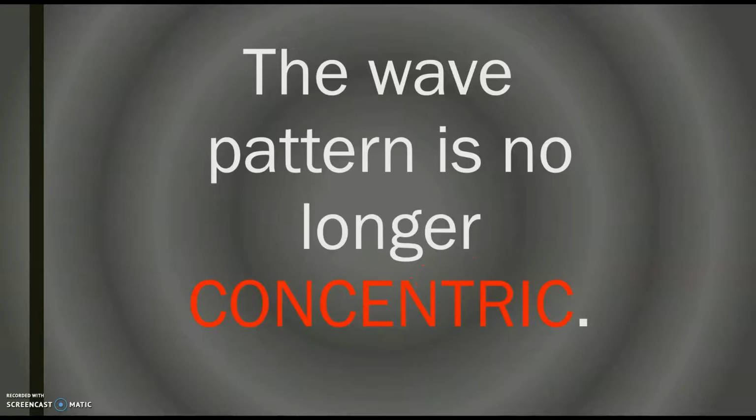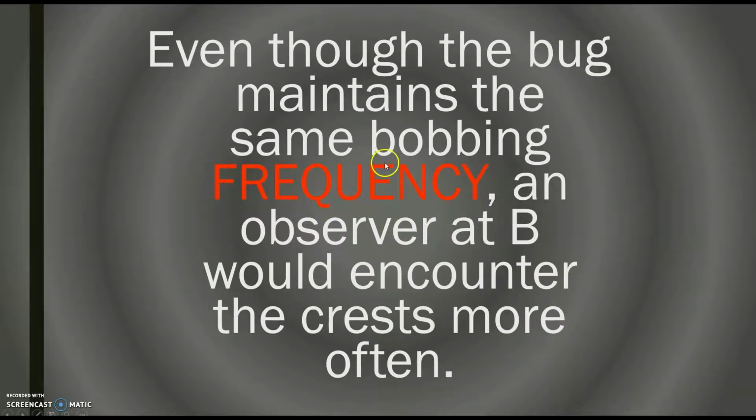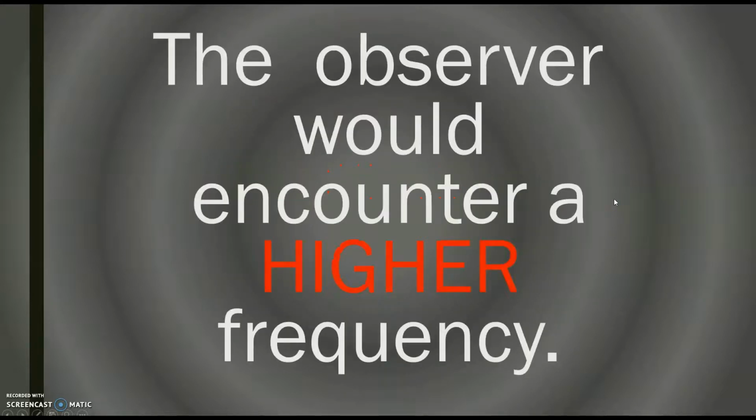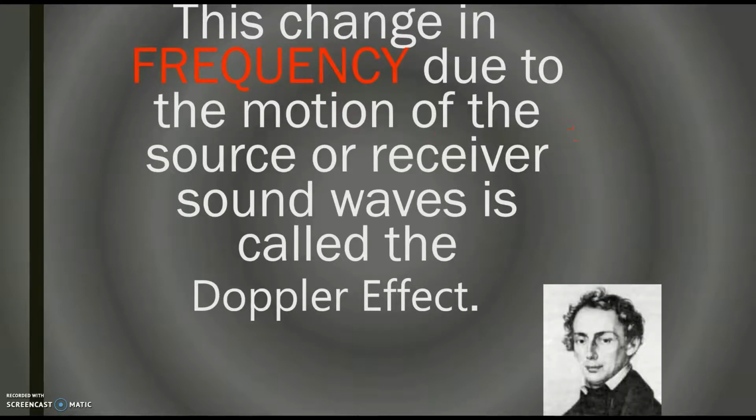Well, these concentric circles are no longer concentric. The centers of the circles now are moving in the direction of that swimming bug. And even though the bug is maintaining the same up and down frequency, compared to when it was just doing it in the middle, the frequency observed by B would be encountered more often than at A. So we're going to show you here a video of this, and it will make a lot more sense. The observer would encounter a higher frequency. This is because each successive crest has a little bit shorter distance to travel as they arrive at point B, more frequently than if the bug were stationary.